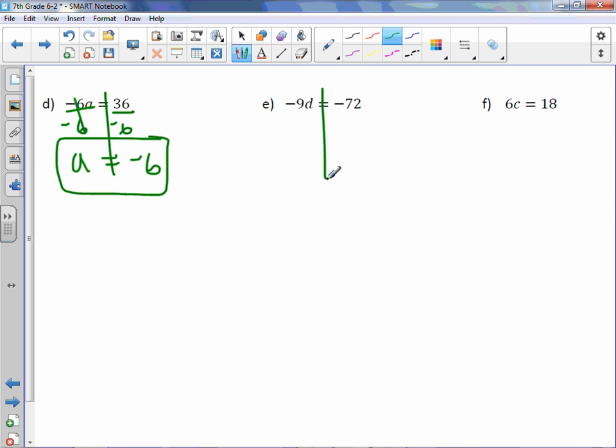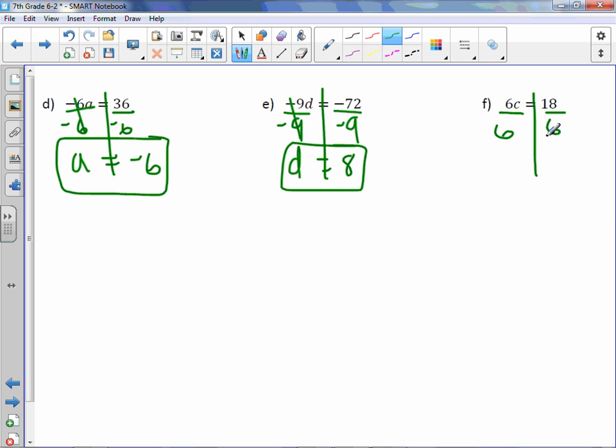Letter E. Negative 9d equals negative 72. Divide by negative 9 on both sides. And remember, a negative divided by a negative is a positive. So negative 72 divided by negative 9 is positive 8. Letter F. 6c equals 18. Divide both sides by 6, and you get c equals 3.